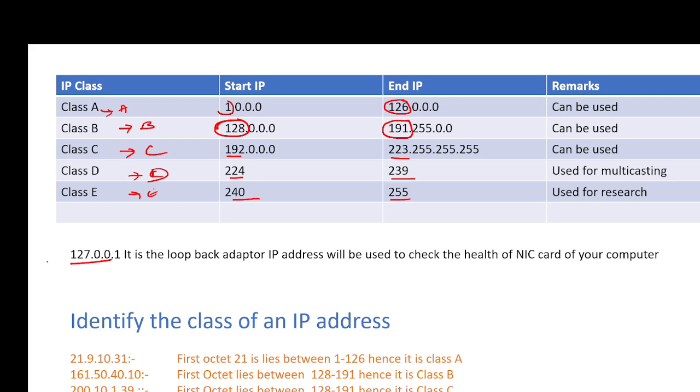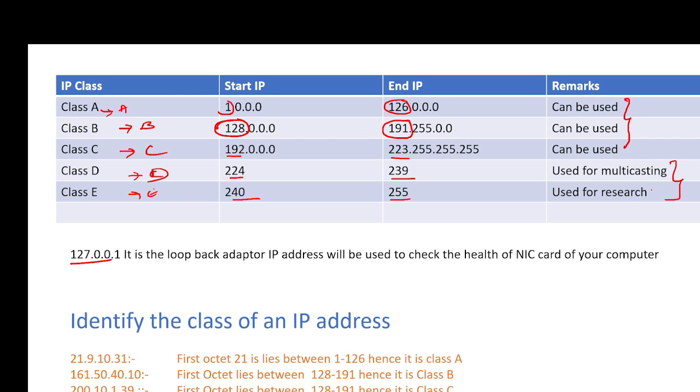If you see here in the remarks, only the first three classes are used. We can use only the first three classes, guys. The last two classes, class D and class E, are used for multicasting and research purposes. They are still doing the investigation on how we can elaborate or make better use of them. Some research and some multicasting activities are going on. So class D and class E are not in usage. I mean, they are not publicly usable. They are not used by civilians, normal civilians.